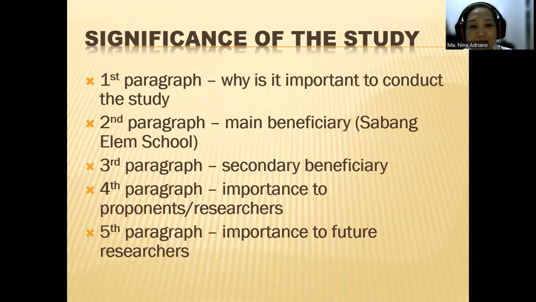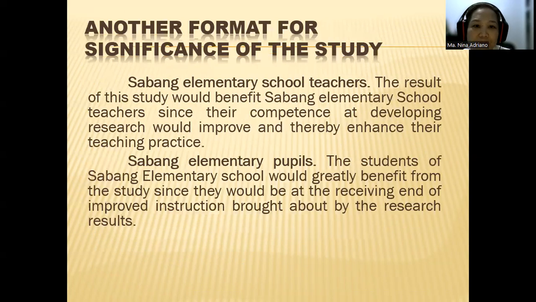Okay, this is the significance of the study. Somebody asked me, Ma'am, how do you write the significance of the study? You have the first paragraph. You mention why your study is important to conduct. The second paragraph, you have to mention the main beneficiary of the study. The third paragraph, the second beneficiary. The fourth, the importance to proponents, researchers. And the fifth, you always include the future researchers. Okay, how important is the study for all these people? This is the format in discussing the significance of the study.